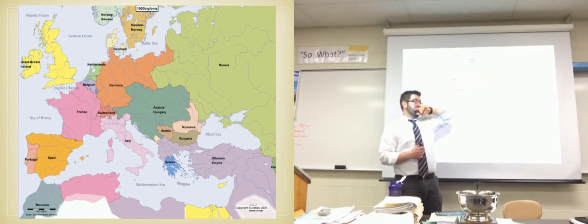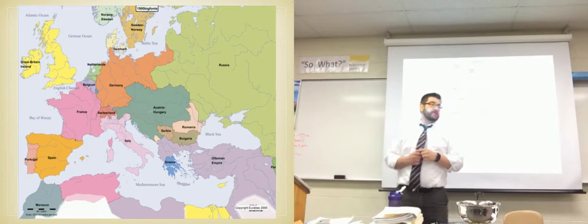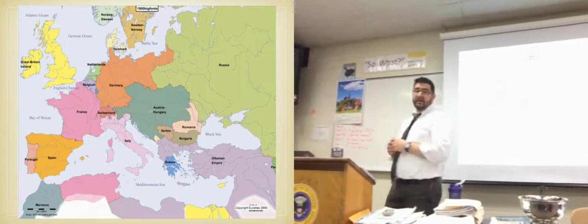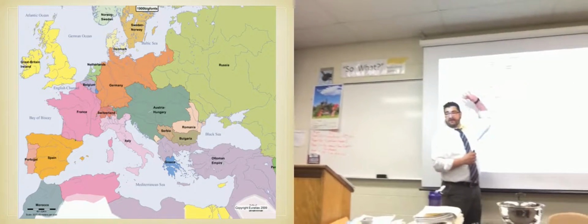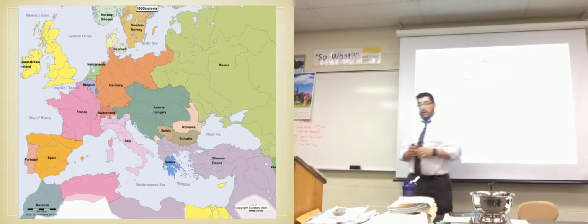Yes? Entente? E-N-T-E-N-T-E. It's dual, like two, D-U-A-L, Entente, E-N-T-E-N-T-E. So now you've got an alliance essentially between Germany and Austria-Hungary and an alliance between France and Russia, all right?